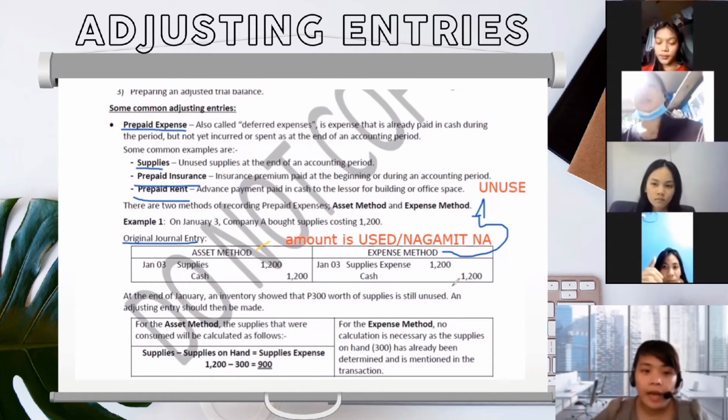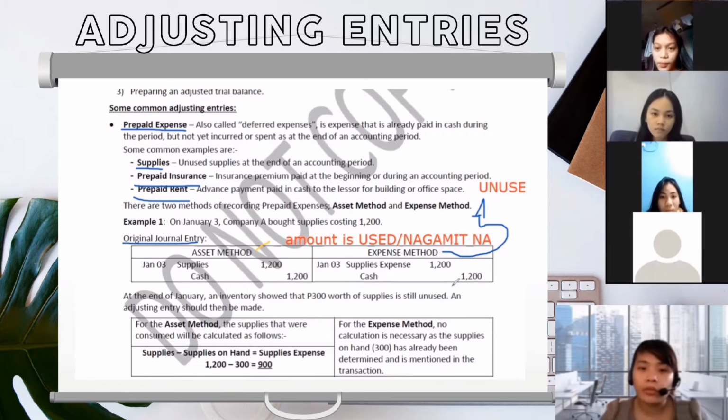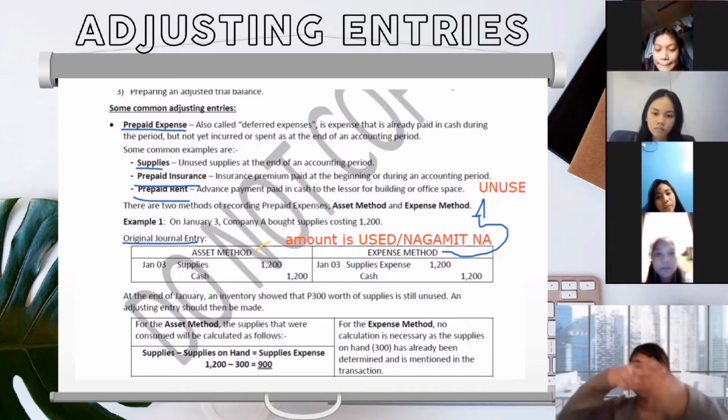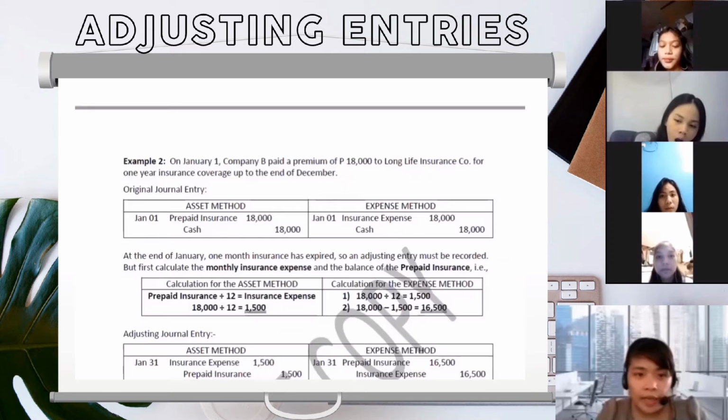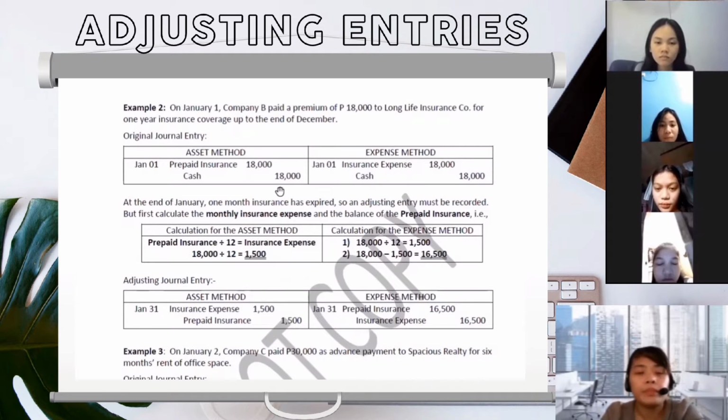Okay. Basta tatandaan, kapag asset method, amount is used. 900 yung nagamit na. Sa expense method, ang amount ay unused. Okay? And pinagbaliktad lang siya. Okay? Alright, ayan. Paano naman to?